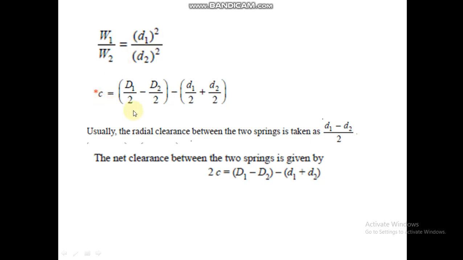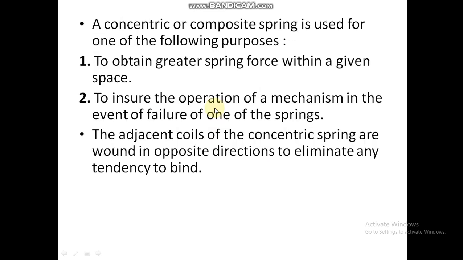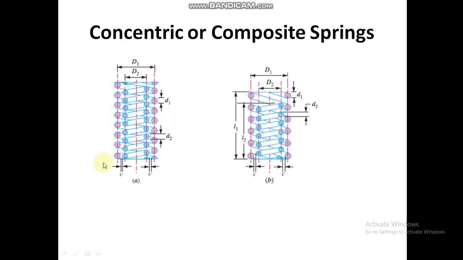Similarly, clearance is equal to D1 by 2 minus d1 by 2 minus D2 by 2 plus d2 by 2. This is the formula for clearance. You don't have to cram it because it's very simple. So this space C is equal to D1 by 2 minus D2 by 2. So we are left with this distance. In this distance, we also minus d1 by 2 and d2 by 2. So we are left with C.